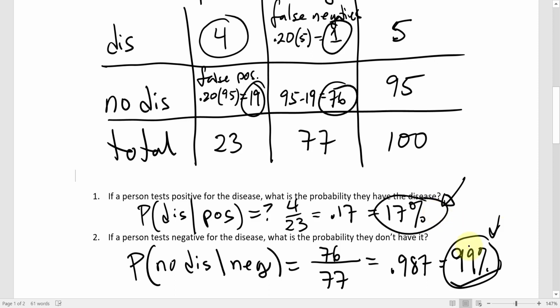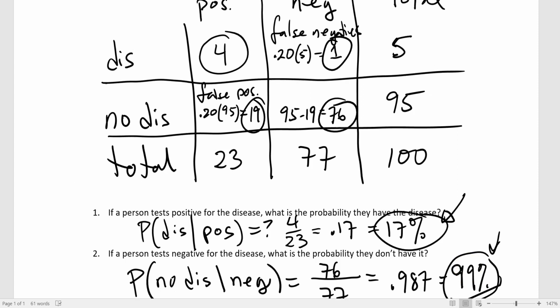These are not complements of each other, right? Just because this is 17% doesn't mean this should be 83 or this should be 1%. They are completely different events, right? Given you tested positive, what's the chance you have the disease? And given you tested negative, what's the chance you don't have the disease? The reason the chance of not having the disease is fairly high here is because there aren't that many people that actually had it out of 100. And if you're just testing a randomly selected person in that population, there's a good chance they don't have the disease. And testing negative just makes that even more likely.